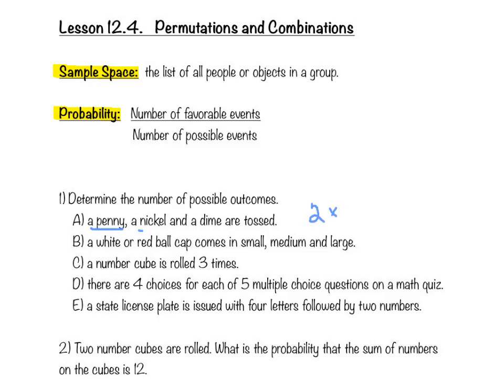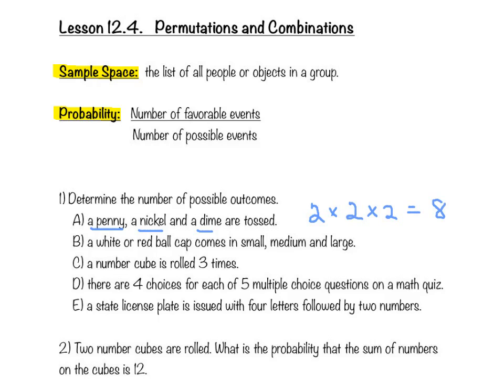Then we consider the nickel. When you toss a nickel, well, the same is true. It could be heads or it could be tails. So there are 2 possible outcomes. And we know the same is true for a dime. So 2 times 2 is 4 times 2 is 8. There are 8 possible outcomes when tossing a penny, a nickel, and a dime.